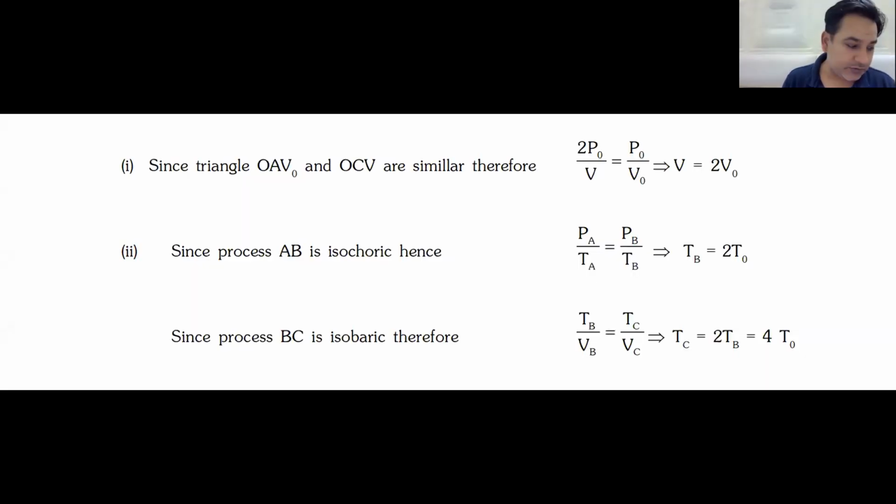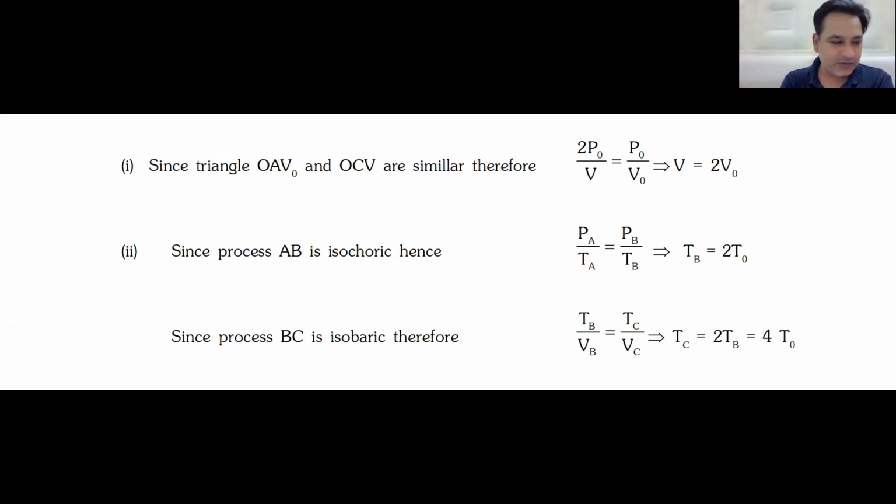So, what was the first question we were supposed to find out? The volume at point C, and the answer is 2V naught. And you got the answer as V naught by 2. Is that correct? Yes, sir. What's the problem? See, that is the problem. Do you understand how it is 2V naught? Yes, sir. And how did you get V naught by 2?